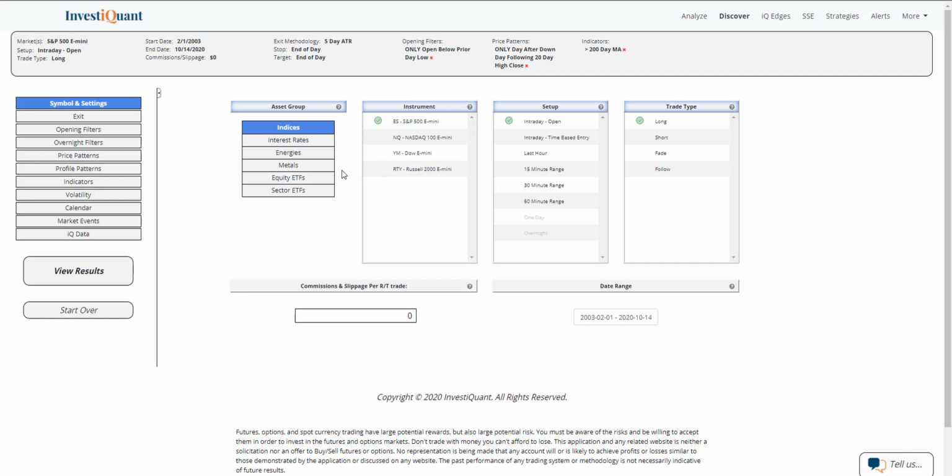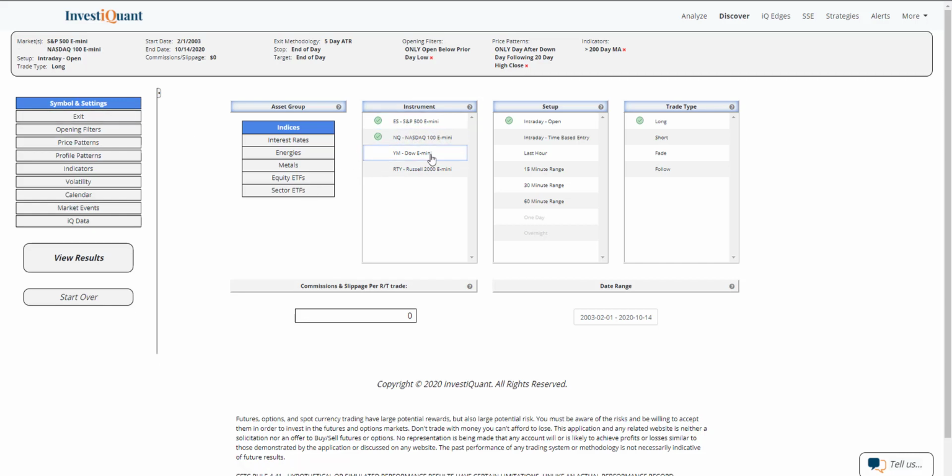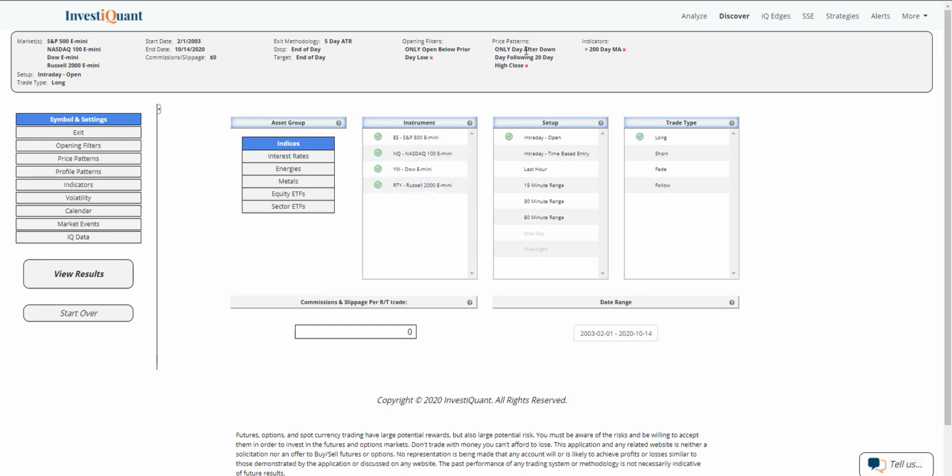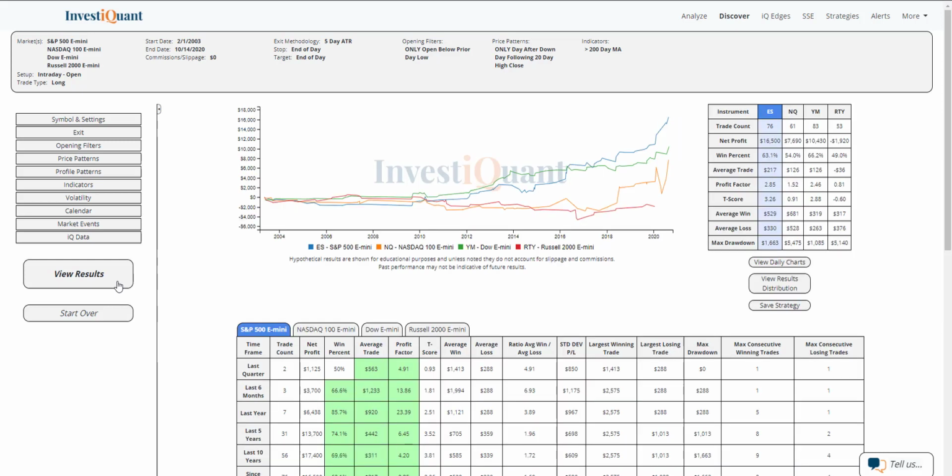So what I want to do is go ahead and add the other instruments here within the symbols and settings section. It'll keep the same pattern that we were just looking at, but I just added the other instruments, and then I'm going to hit view results so we can see the results on all instruments. And here we go. So these are the results for all instruments trading that same pattern of a down day following a 20-day high close. This is above a 200-day moving average, and then you are opening below the prior day low.